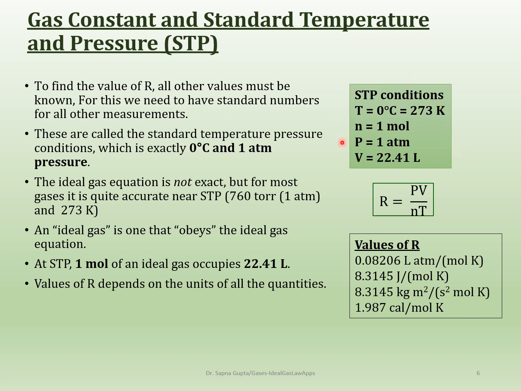Now, once you have these STP conditions, you can plug all of these into PV over nT, and so you multiply pressure, which is 1 atmosphere, by volume, which is 22.4, n is 1, temperature is 273. So essentially what you're doing is dividing 22.4 by 273. So what you end up getting is the first value over here. That is the value of R.